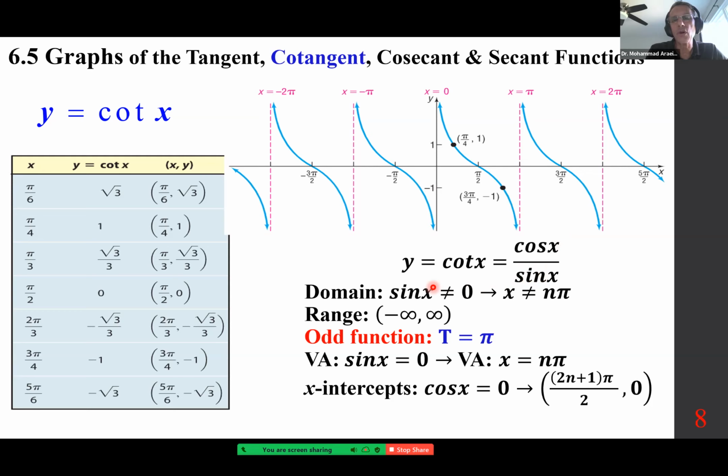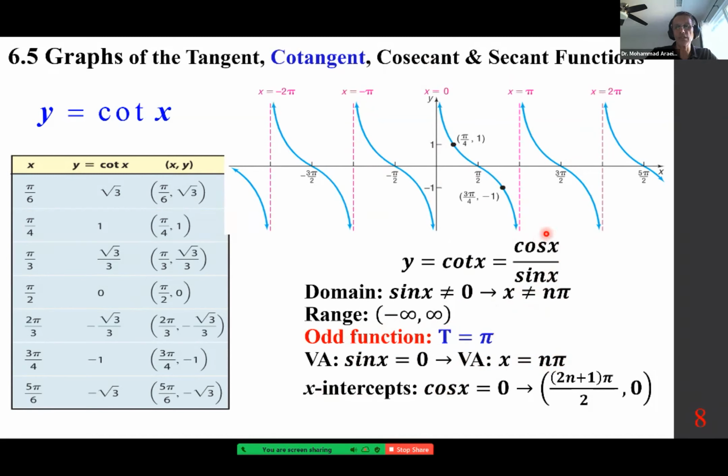Domain is all real numbers except what makes sine 0. So what makes sine 0? n pi. And corresponding to that are the VA, vertical asymptotes. The period is pi. It's an odd function. And the x-intercept: this function is 0 when the top is 0.